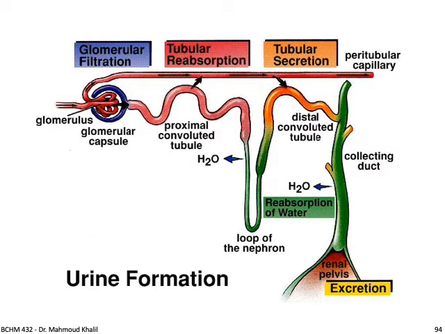If you look closely at the function of the nephron, you can see that every part has a specific function, either glomerular filtration, tubular reabsorption, or tubular secretion. And finally, all the leftovers are collected in the collecting ducts for excretion. That's the method of urine formation.